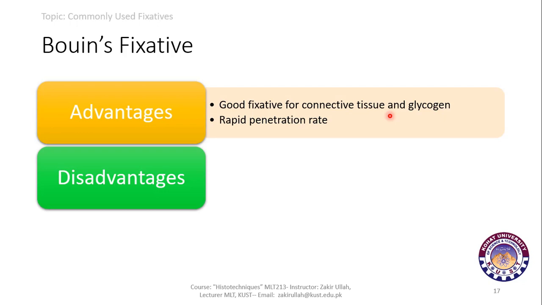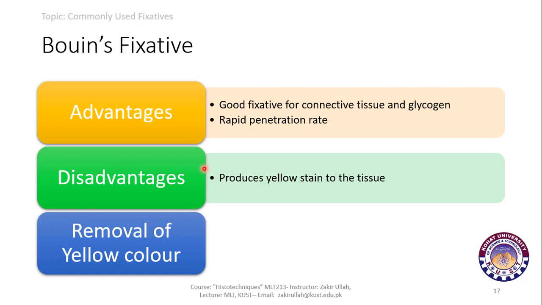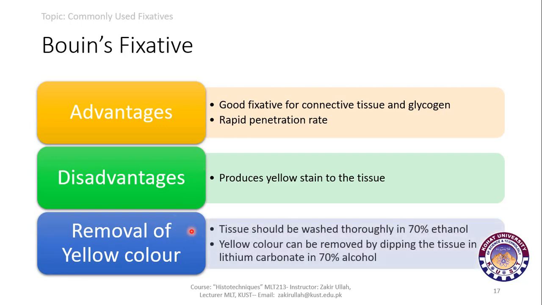The disadvantage of using Bouin's fluid is that it produces a yellow stain within the tissues. So, how could we remove this yellow color of the tissue? The tissue is first washed thoroughly with 70% ethanol. Then the yellow color can be removed by dipping the tissue in lithium carbonate in 70% alcohol.